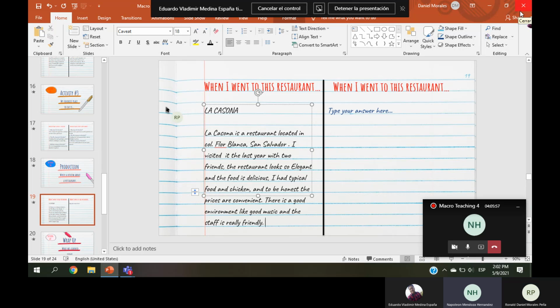Let me read. La Casona is a restaurant located in Colonia Florblanca, San Salvador. I visited in the last year with two friends. The restaurant looks so elegant and the food is delicious. I had typical food and chicken. And to be honest, the prices are convenient. There is a good environment, like good music, and the staff is really friendly.